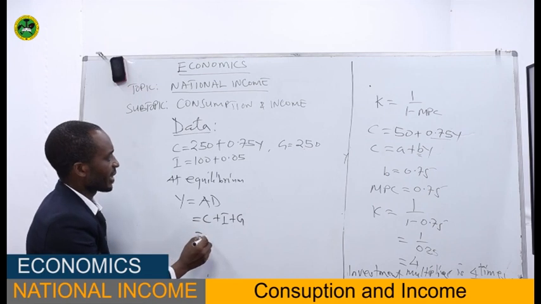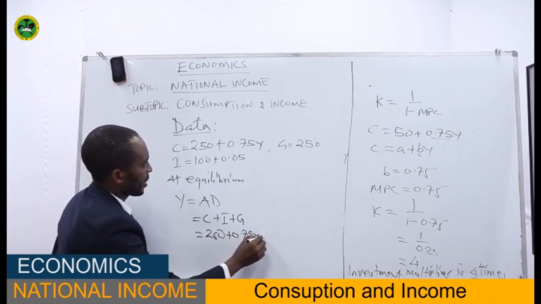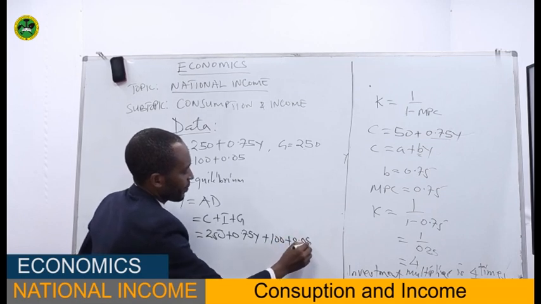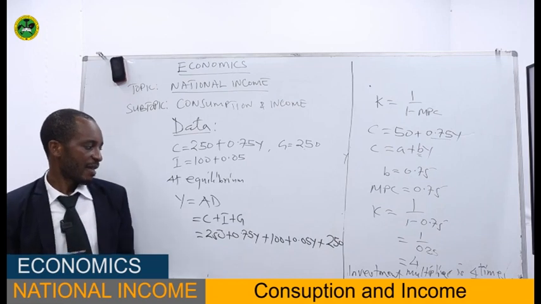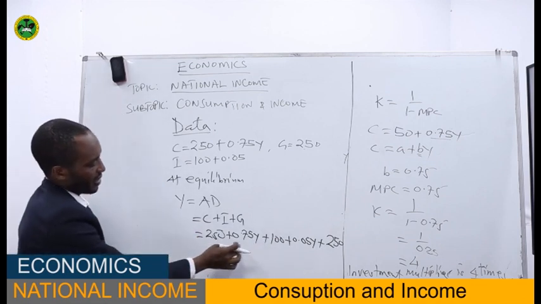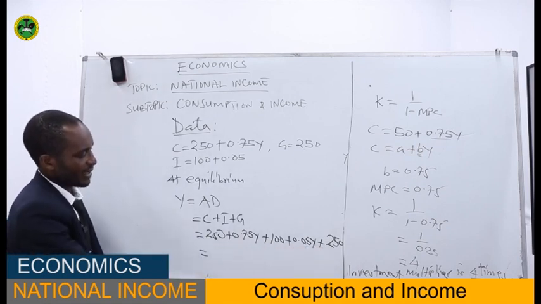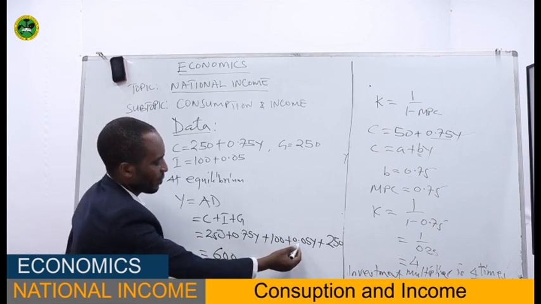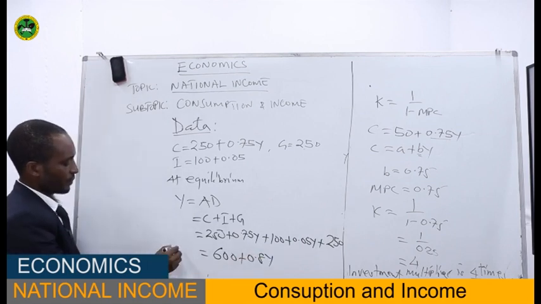which is 250 plus 0.75Y, then plus I, which is 100 plus 0.05Y, then plus G, which is 250. Now you can add these numbers. When you add 250 plus 250 it will be 500, plus 100 will be 600, and 0.75Y plus 0.05Y will be equal to 0.8Y. So our equation will be like this.